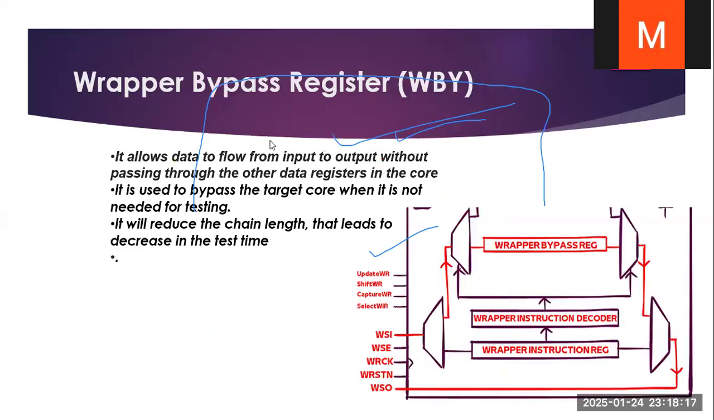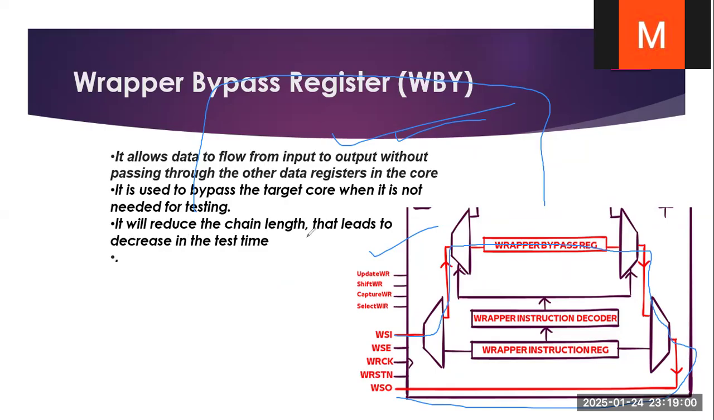You see here, this one is a vapor bypass register. Whenever this vapor bypass register is enabled, the vapor input goes here and bypasses the core logic. Vapor input and vapor output, vapor inserted SI to SO. This allows the data flow from input to output without passing through the data registers in the core. It is easy to bypass the target core when it is not needed for testing.